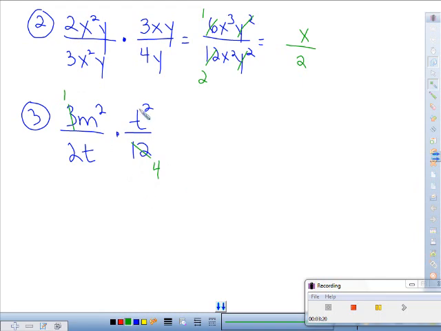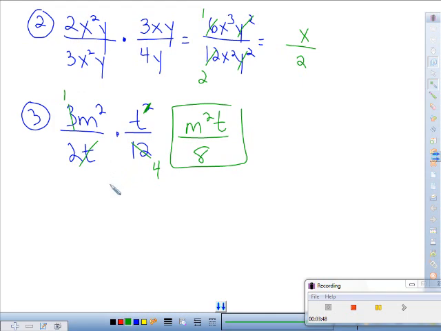I could also look at my t's and realize that this t is going to be gone, zap. This t is going to turn into just a plain old t. The exponent will be gone. Right, because it was 1 here and 2 there, so I did my subtraction. So now when I get a final answer, I got an m squared on top and a t. And down here I'd have a 2 times a 4, and I'd get an 8. And this would be my answer. So that's reducing before you actually multiply.